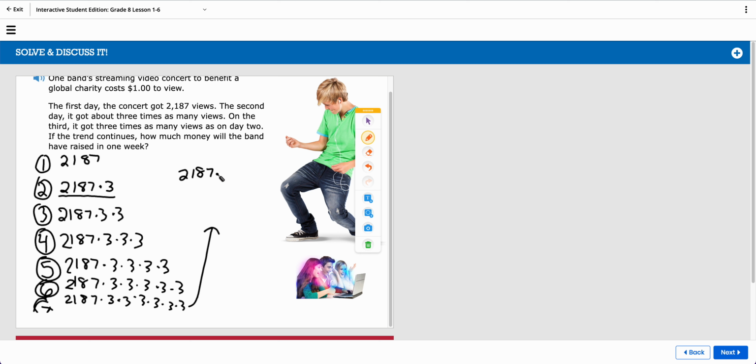How many 3s are there as factors? There are 6 of them, so times 3 to the 6th power. Okay, so 2,187 times 3 to the 6th power.